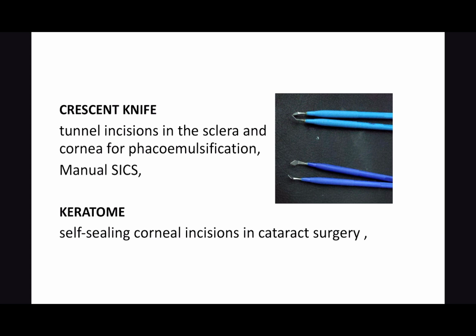Now the two important instruments of cataract surgery, that is a crescent knife and a keratome. The crescent knife is not that sharp and it is not diamond shaped. It is slightly blunt and used for a sclerocorneal tunnel incision in the sclera and cornea for phacoemulsification and manual SICS. Whereas the keratome is diamond shaped and sharp, it is used for making a self-sealing corneal incision in cataract surgery. To differentiate between them, check for the tip. In the keratome, it is diamond shaped.